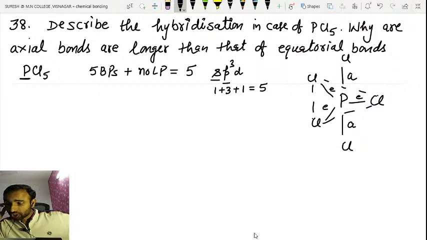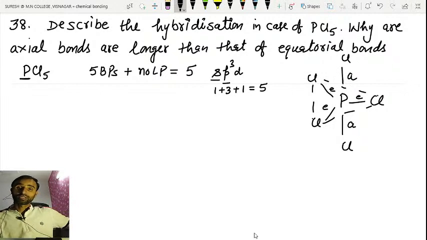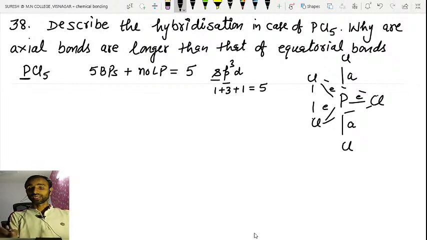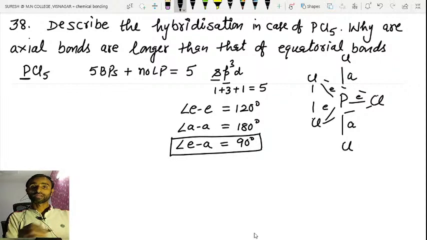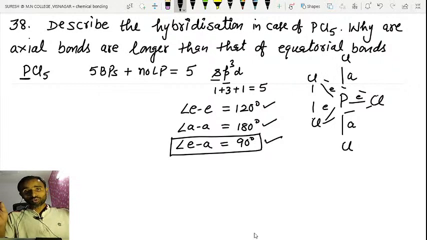Very good. Repulsion on axial bonds is more than that of equatorial bonds because in equatorial the angle is 120 degree, in axial the angle is 180 degree, and between equatorial and axial the angle is 90 degree. So this is considered for repulsions, because there is 120 degree repulsion, 180 degree repulsion, 90 degree repulsion. The closest ones are equatorial to axial, so we consider only this part.